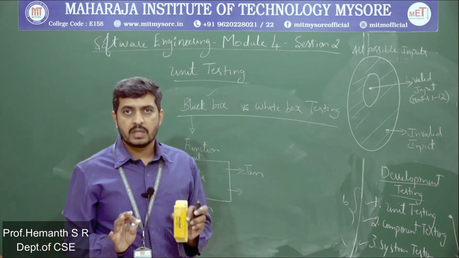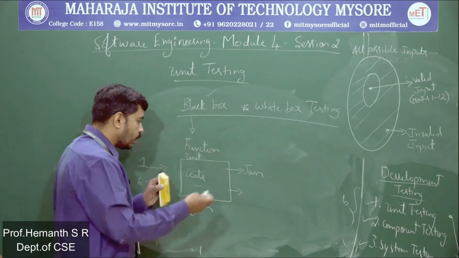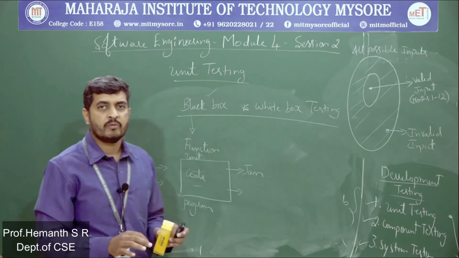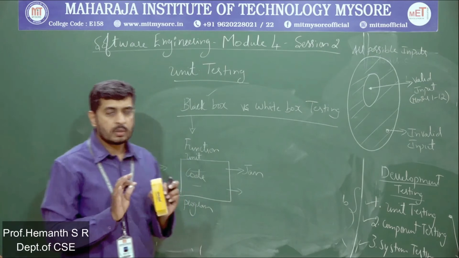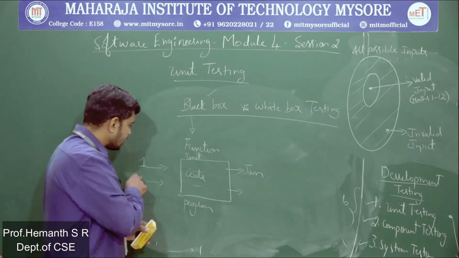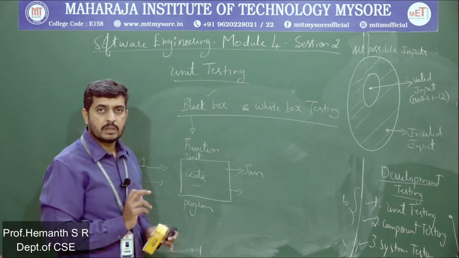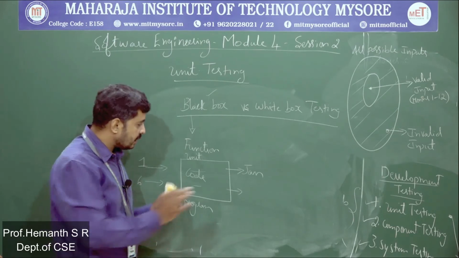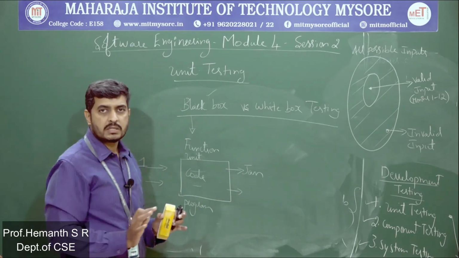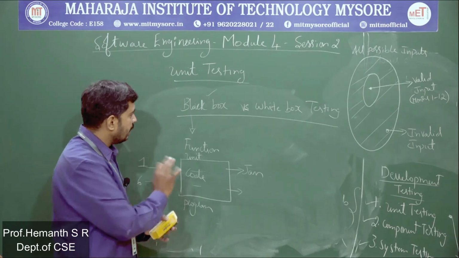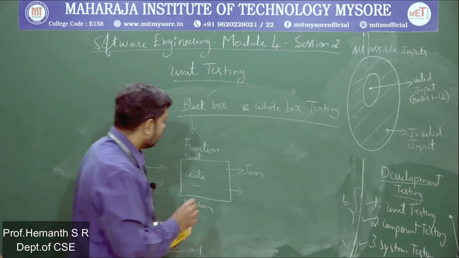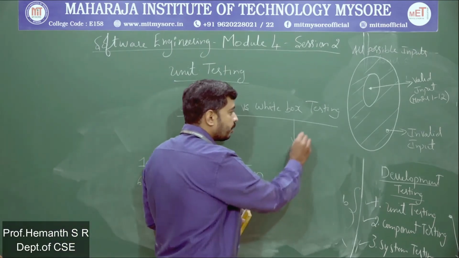Here we are not concerned about what code is there inside, what routines are executing. We are not worried about it. The only thing we are worried about is whether this input is being taken by the unit, and is it giving the output that is desired. That is black box.